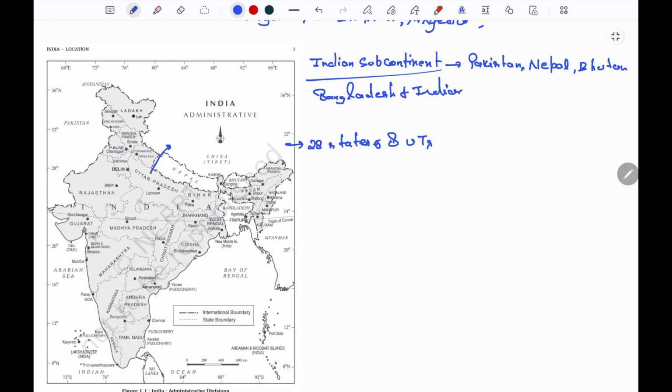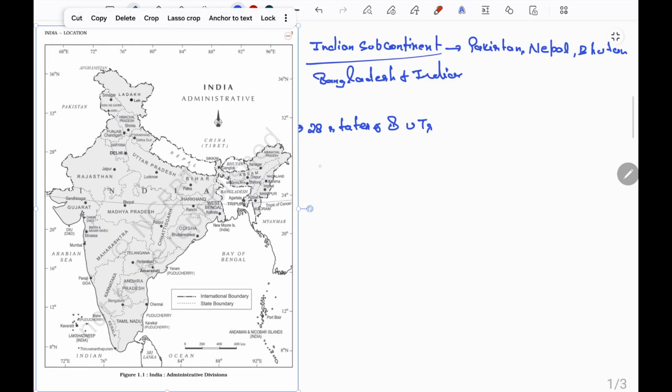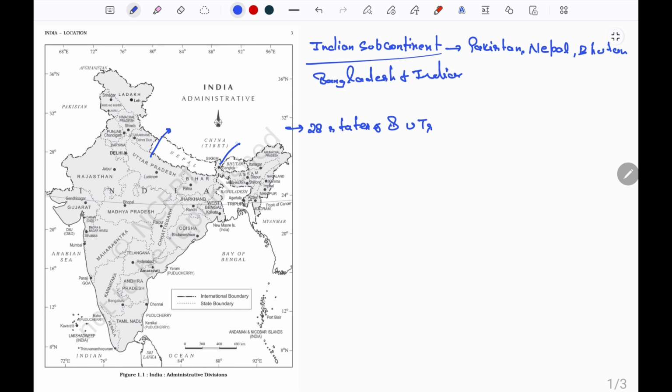And second statement is that Sikkim is the only state that shares its border with only one other Indian state. Now this statement is wrong. Why? Because there are two such states in India which share their border with only one other Indian state. Now tell me in the comment section the name of that other state.